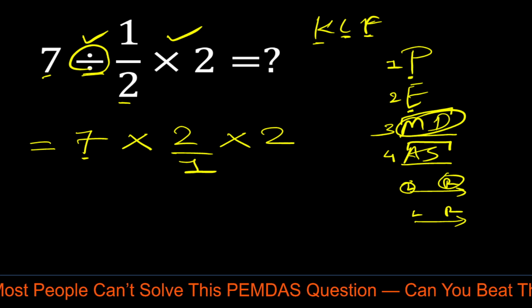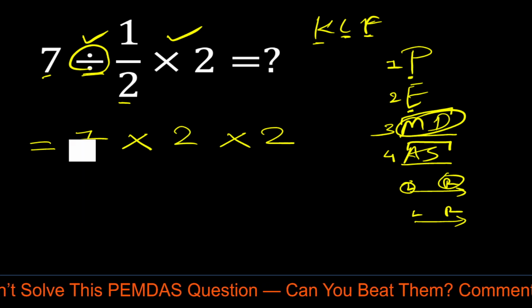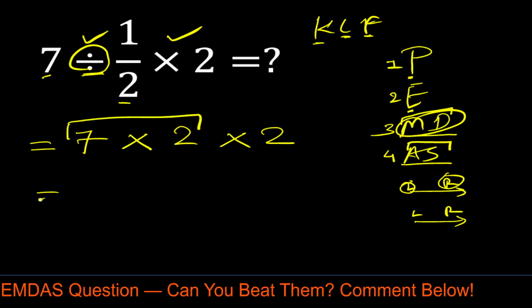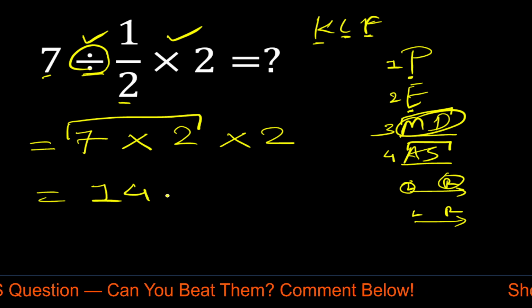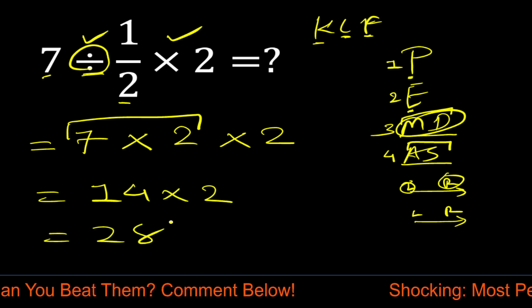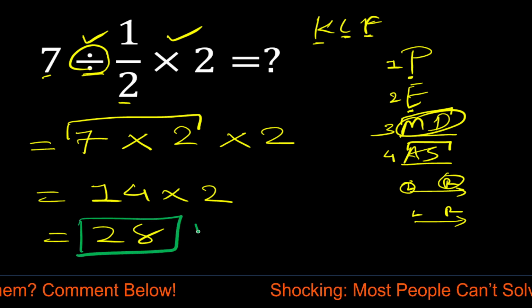2 upon 1 is equal to 2. So we can remove this one. Right? Now 7 times 2 is equal to 14 times 2. Right? Now 14 times 2 is equal to 28. So the correct answer is 28.